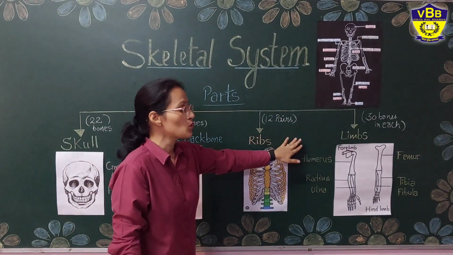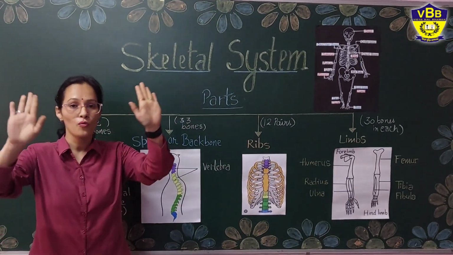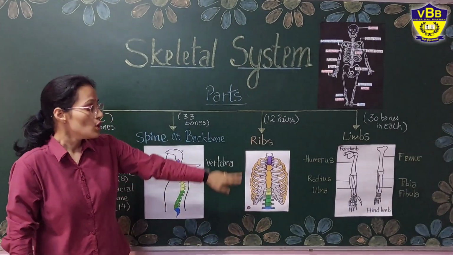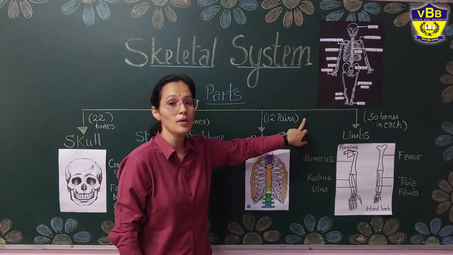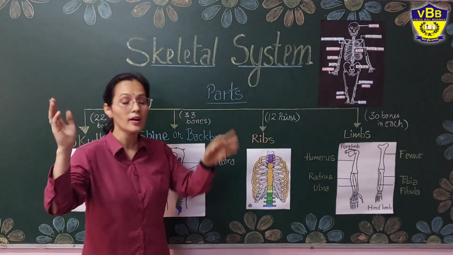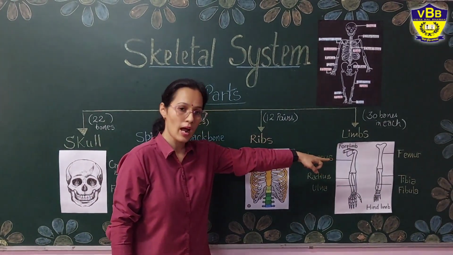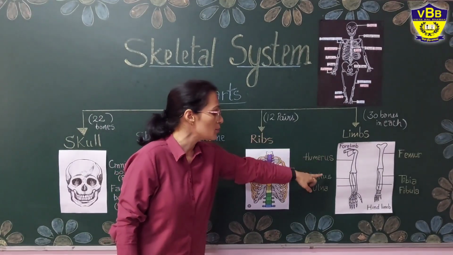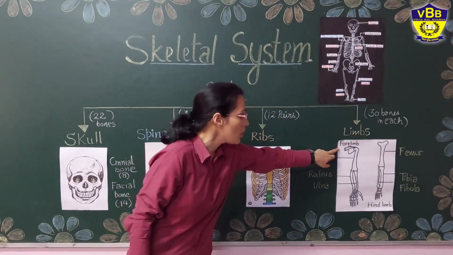So moving to the next, we have limbs. We have 2 types of limbs, as you know, forelimbs, our arms, and hind limbs, our legs. So the 4 limbs comprise 30 bones each. In each limb you have 30 bones, 30 here and 30 here. Similarly your lower limb, that is your hind limb, is also composed of 30 bones. So how are these bones segregated? Look here in the picture.